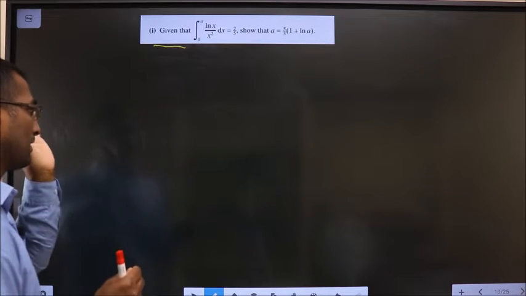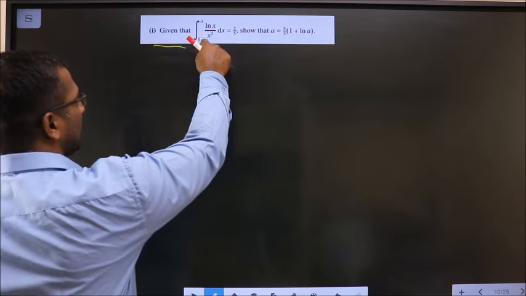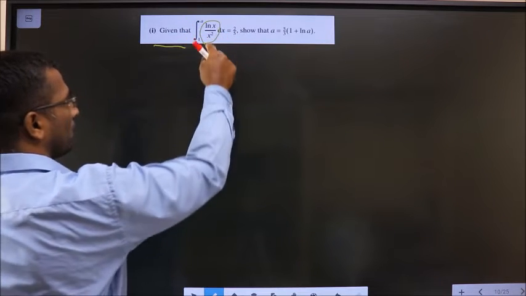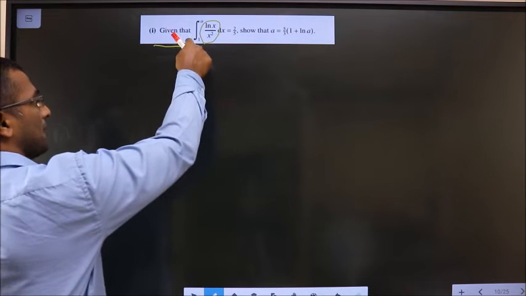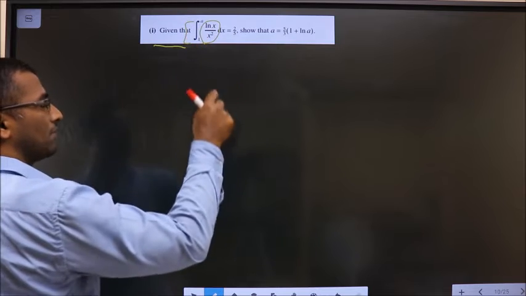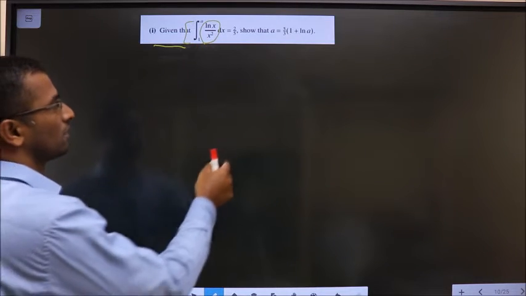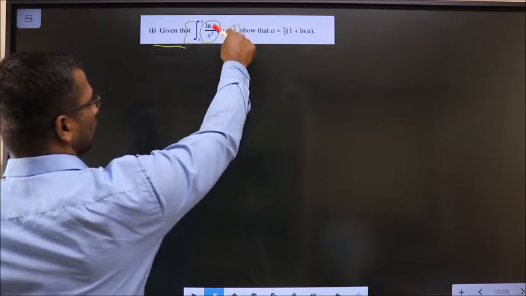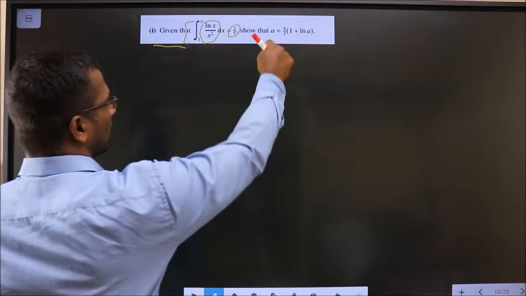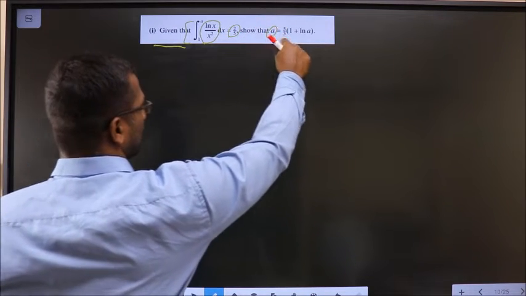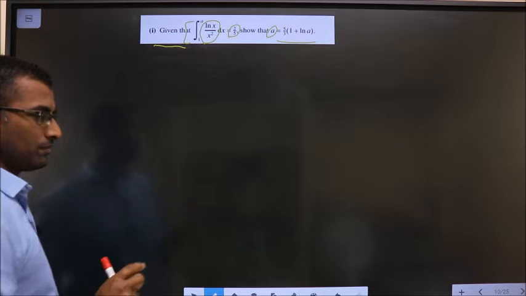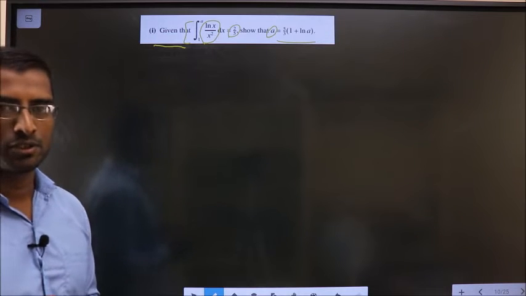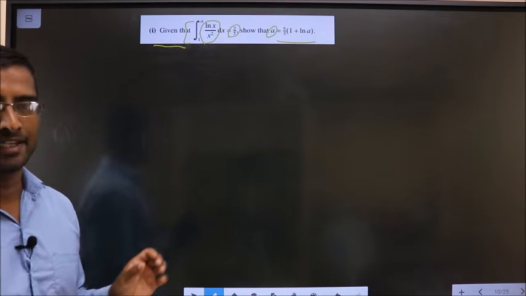See, initially you need to integrate this one. Once you integrate, place the limits. After that, whatever answer you got, equate it to 2 by 5. Then make a the subject, you should get this one. Is it clear? So step 1, let us integrate that.